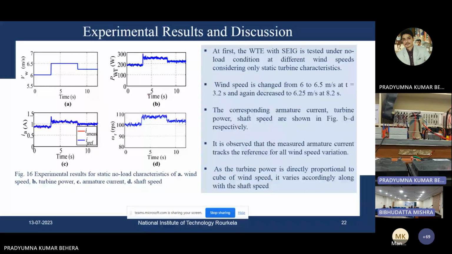The measured armature current and the reference current are tracking properly, and the corresponding turbine power and shaft speed are shown in figure B and D respectively. So we can see here that the measured armature current tracks the reference for all wind speed variation. And as the turbine power is directly proportional to the cube of the wind speed, it varies accordingly with the shaft speed.